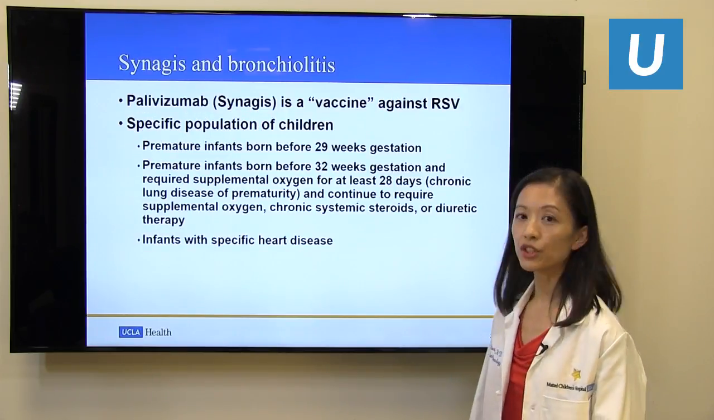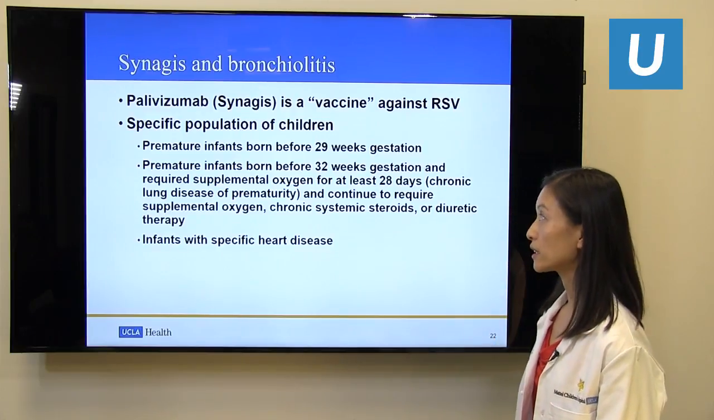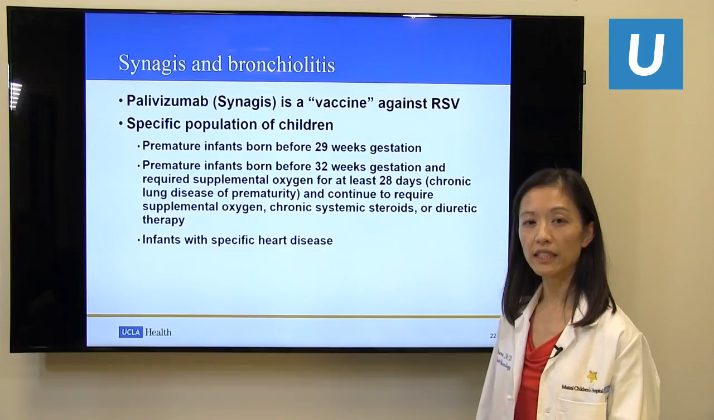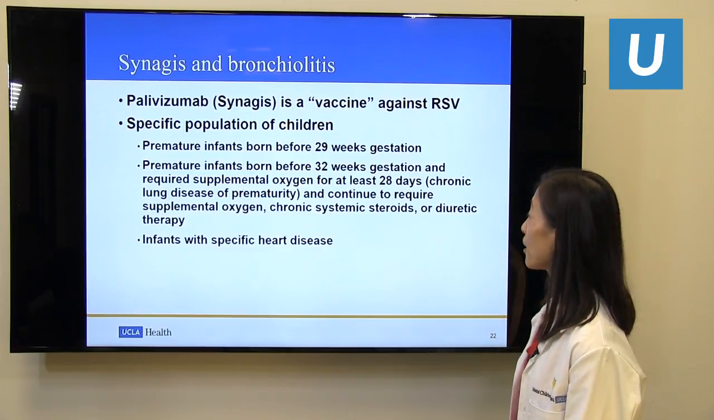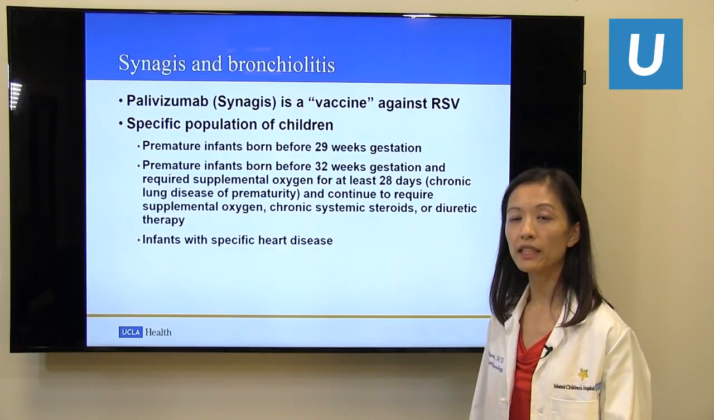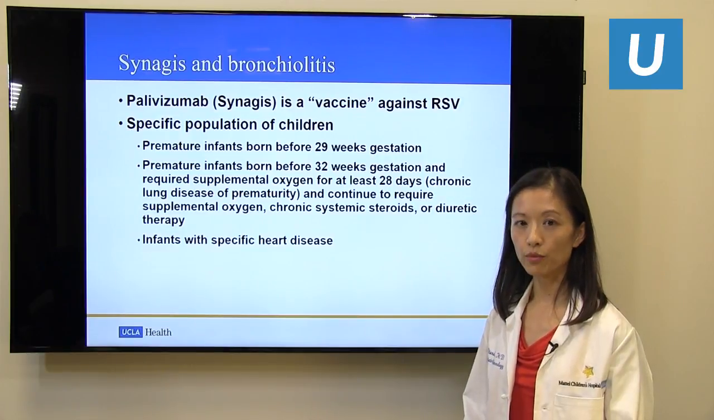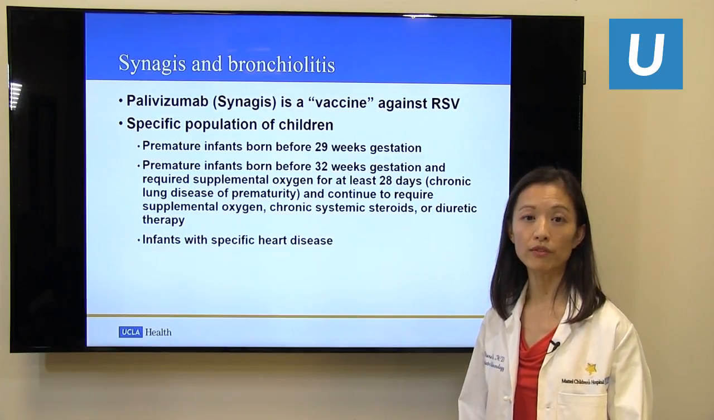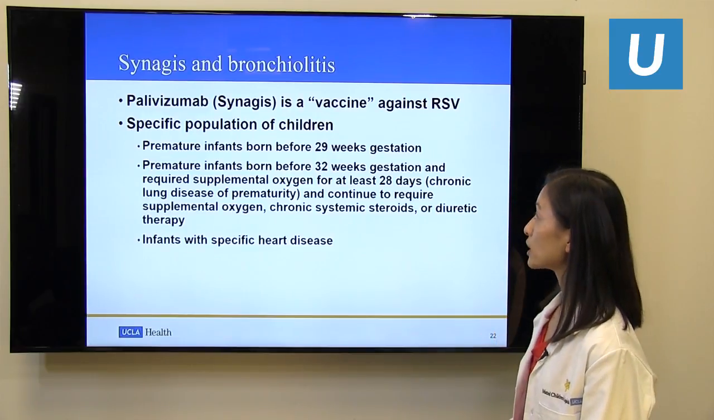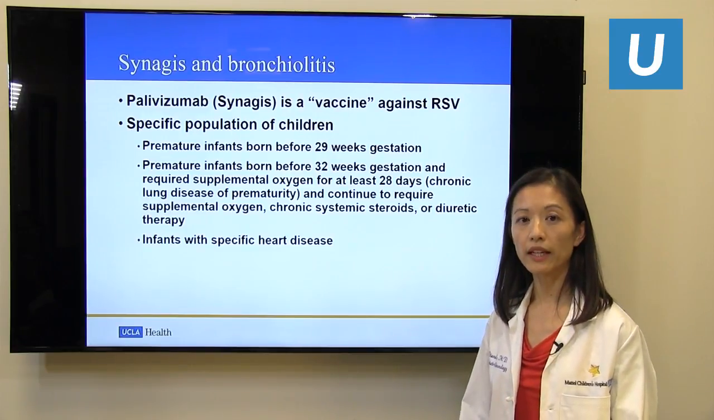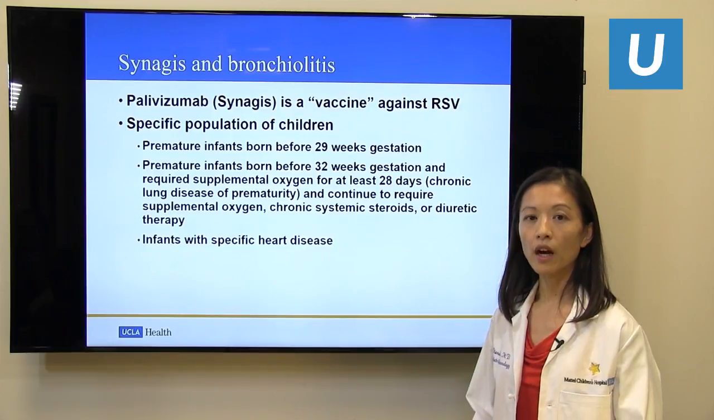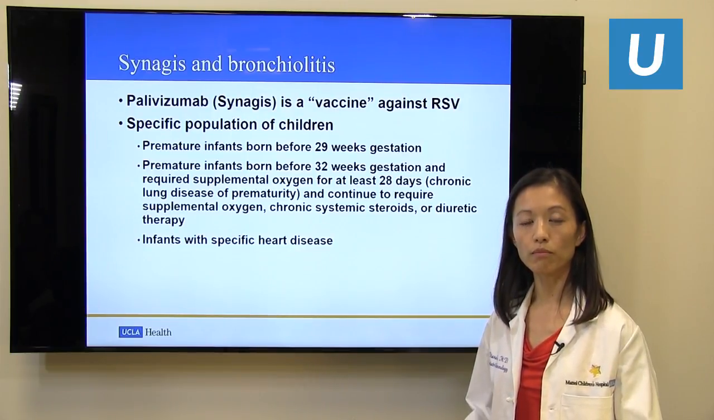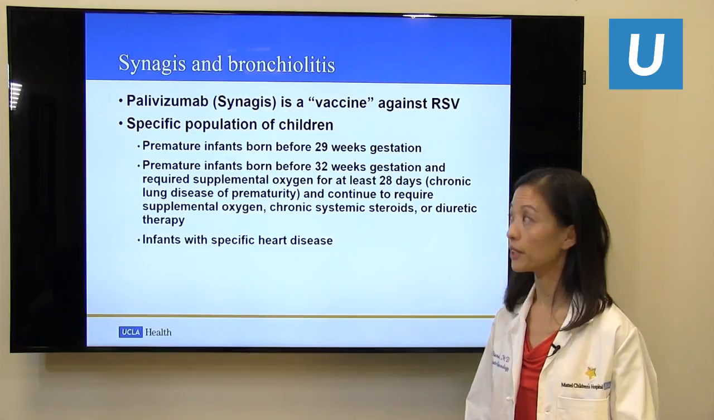Now, a word about Synagis and bronchiolitis. Synagis, also known as palivizumab, is a vaccine, a specific vaccine against RSV. I have vaccine in quotations here because unlike the flu vaccine, which you get every year, or the tetanus vaccine, which you get boosters every 10 years, Synagis is required every month. It is an injection that is received on a monthly basis between the months of November to April, which are the most common months that we see RSV.